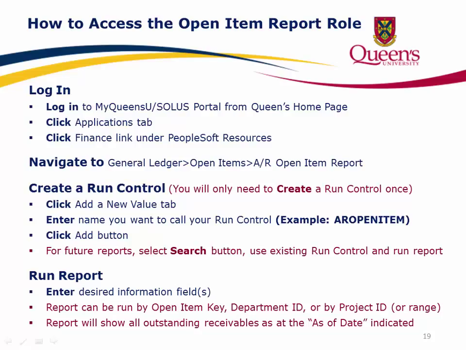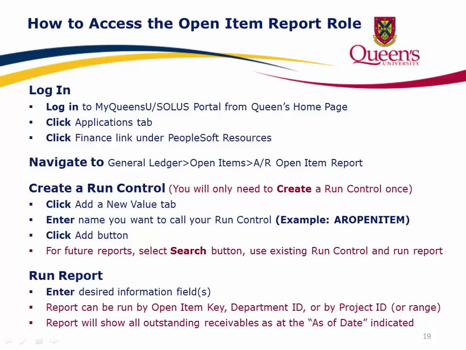Create a run control. You will only need to create a run control once. To do this, click Add a New Value tab. Enter the name you want to call your run control. For example, AR Open Item. Consider this one word with no spaces. Click the Add button. Now for all future reports, you will only need to select the Search button, use the existing run control, and run your report.